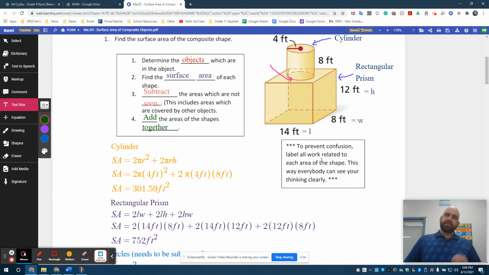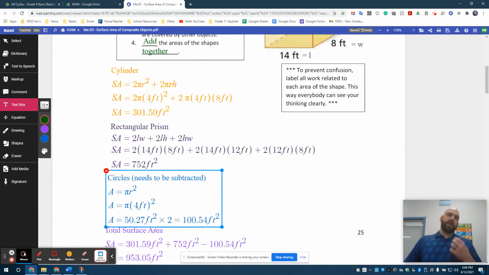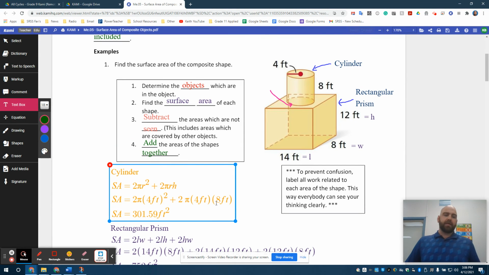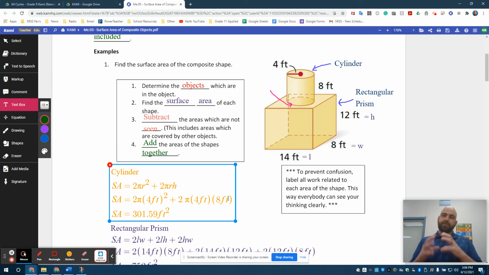Now, I put a little note in here. To prevent confusion, please label all your work related to each area of the shape. You'll notice that I labeled this is my cylinder part, this is my rectangular prism part, these are my circles, and this is the total surface area. I'm showing my work and labeling it directly so that you know what's going on. We want to make sure that everybody understands what you are trying to find. So that is finding the surface area when we're adding 2 shapes together and then subtracting the part that is unseen.